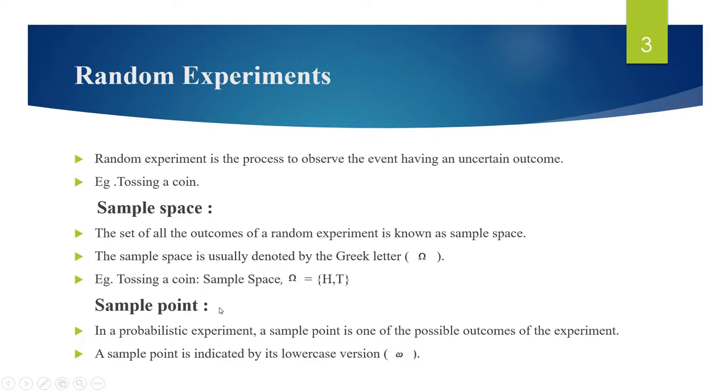Next is the sample point. A sample point is one of the possible outcomes of the experiment. A sample point is indicated by its lower case version omega, which is this one. Here you can see. In the above example, the head or tail can be called the sample points.